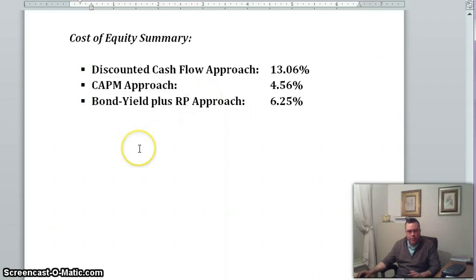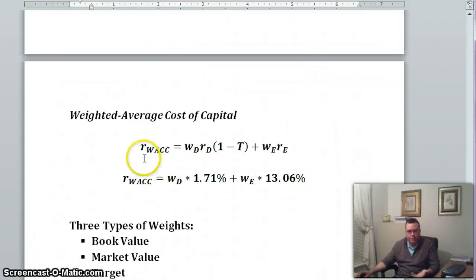So we're going to go on now. We've measured our cost of debt. It was 1.7 something percent. We've measured our cost of equity. It's 13.06%. Now we just need to do a weighted average of them.